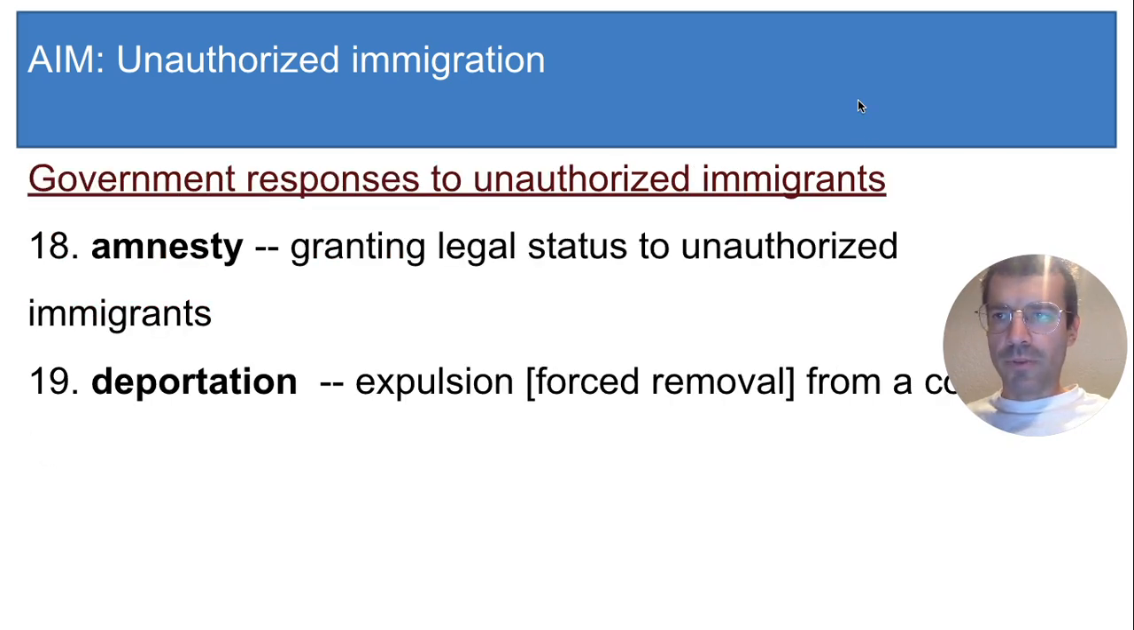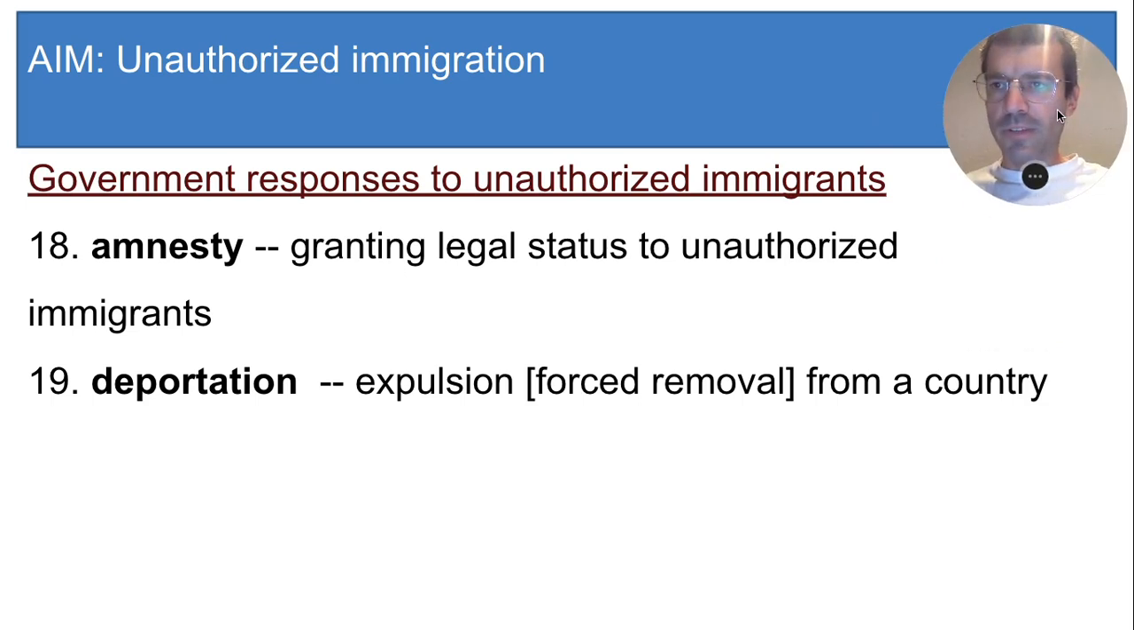A different response is called deportation. Deportation means expulsion from the country. The government apprehends the immigrant and forcibly returns him or her to their home country. In the United States, deportation is carried out by two departments in the executive branch of the federal government. One is called ICE, Immigration, Customs, and Enforcement, and the other is called the U.S.